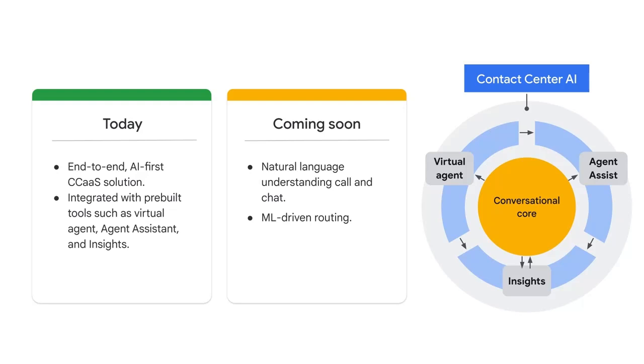The platform will soon be upgraded with natural language understanding powered call and chat, as well as ML-driven routing. This means that the platform will be able to understand what customers are saying and direct them to the appropriate person or department. It will also be able to learn from the interactions and improve its routing over time.